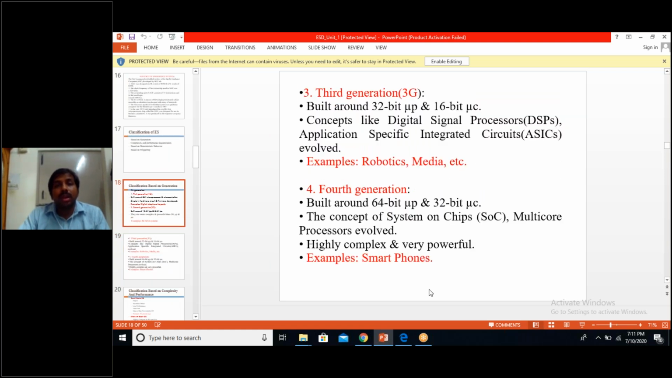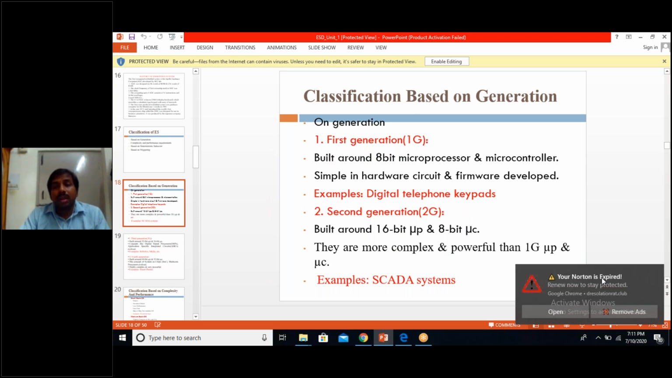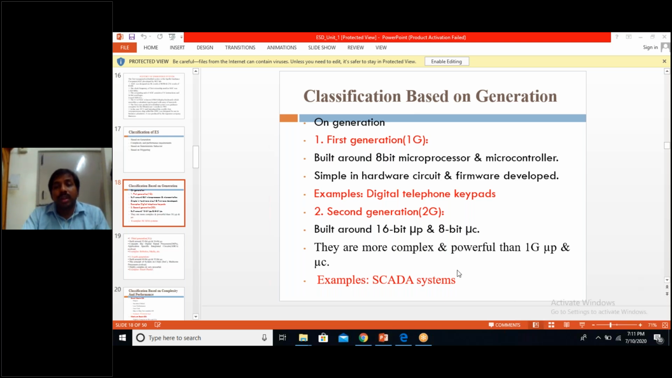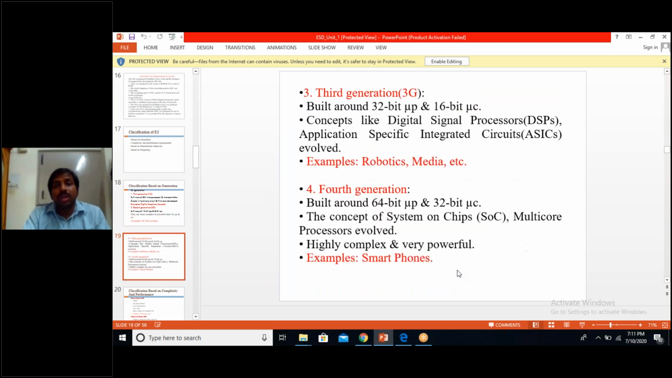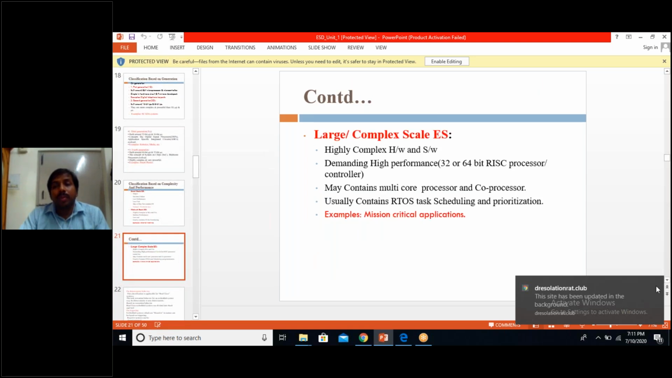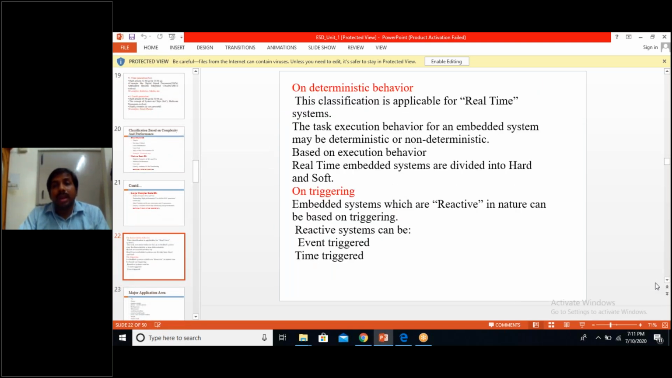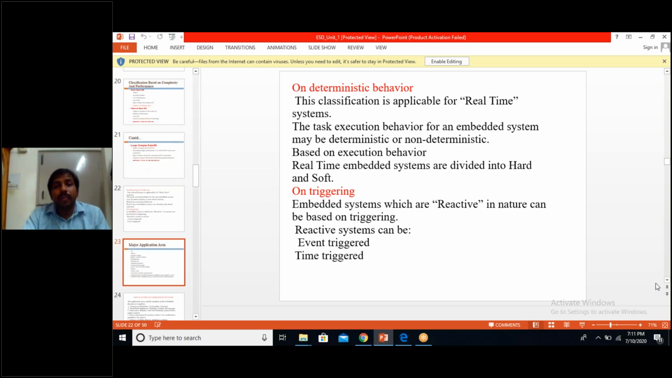This is classification based on generation: first generation, second generation, third generation, fourth generation. Classification based on complexity and performance: small scale embedded system, medium scale embedded system, large scale embedded system. Then based on deterministic behavior: real time, hard and soft. And based on the triggering event: event triggered and time triggered.